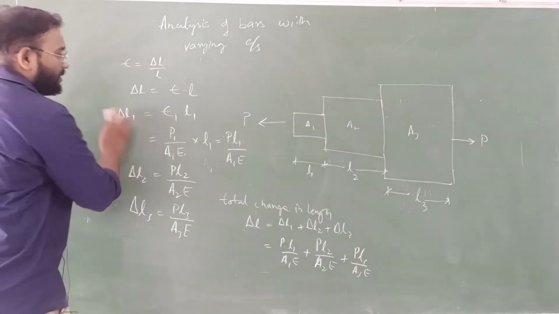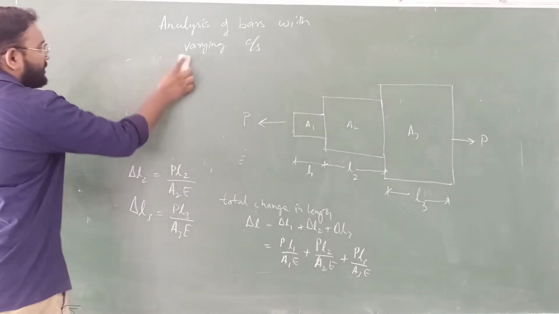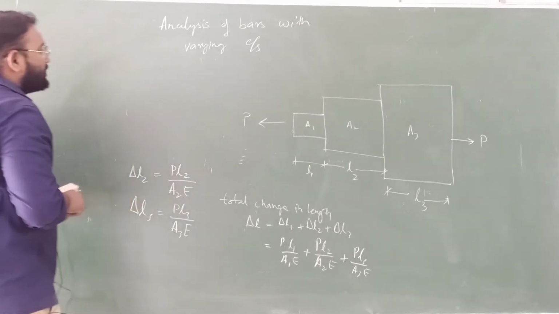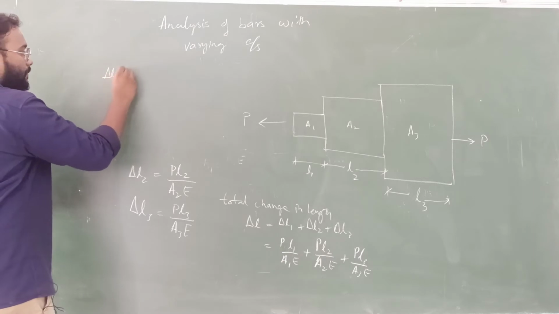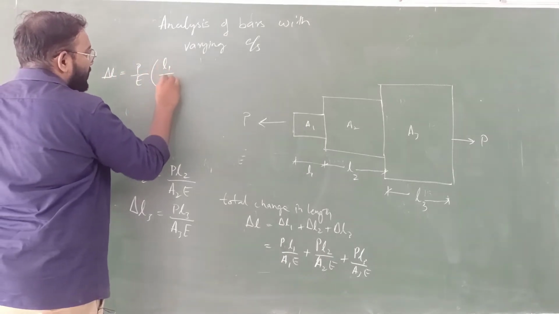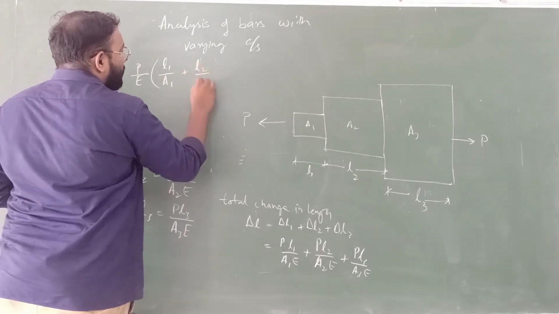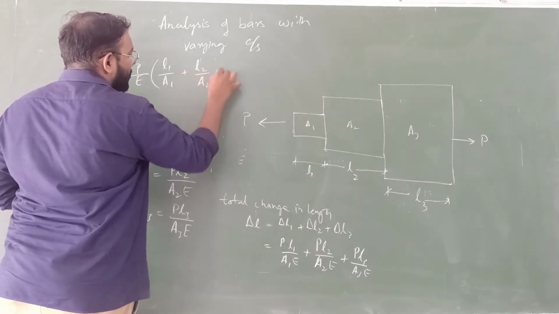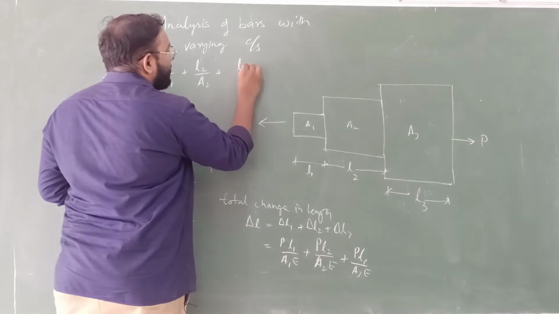So this will be the final answer if I take P by E as common. The change in length delta L will be equal to P by E times L1 by A1 plus L2 by A2 plus L3 by A3.